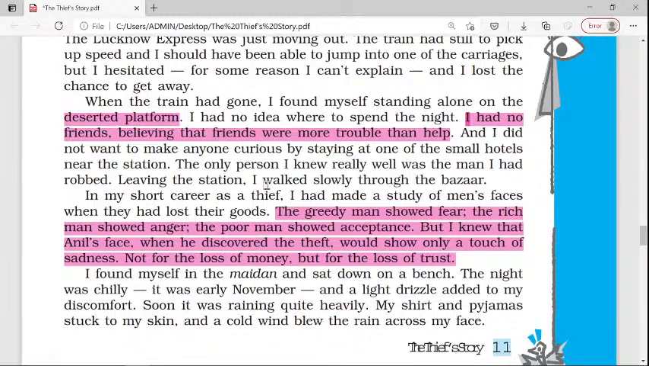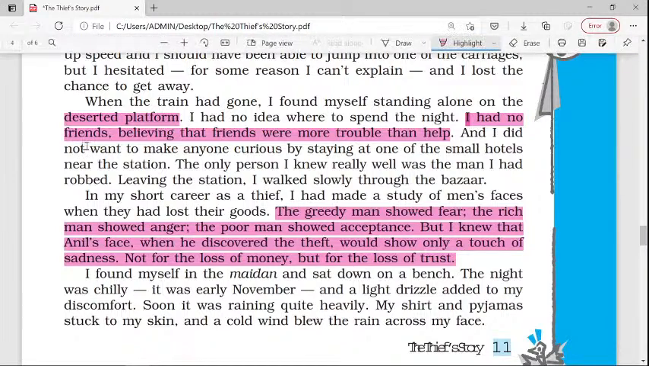Anil would also have some reaction, but that reaction is not of any sadness for losing money, but for the loss of trust, not for the loss of money. Anil would also react, but he would react for the loss of trust, not out of loss of money, right? So he started feeling sympathetic towards Anil. As you can see, he is giving a real thought over Anil. So might be somewhere inside Hari Singh there is a good person hidden.